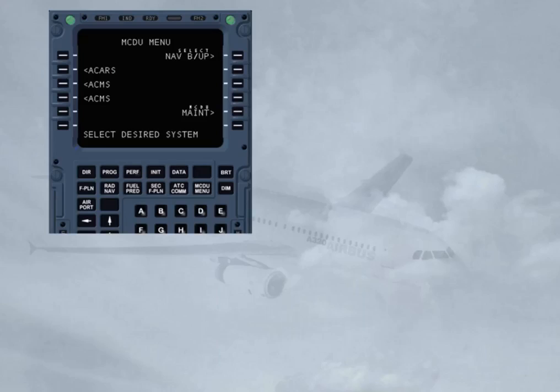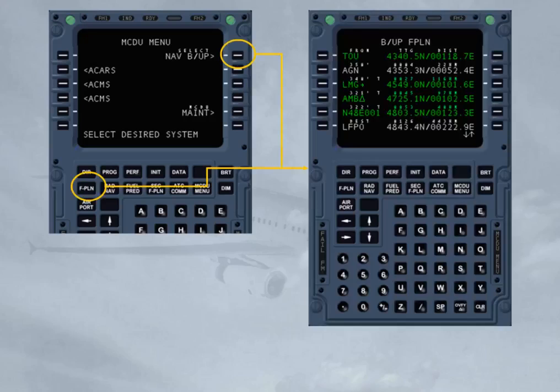Let's have a closer look at the available MCDU pages. We will start with the backup flight plan. This page is accessed by pushing the flight plan key once the nav backup is activated. There, we can find, for each waypoint of the flight plan and displayed on lines 1 to 5, the waypoint's ident and its coordinates, the true track and the distance between two consecutive waypoints, the time to go, the time between the aircraft and the given waypoint.